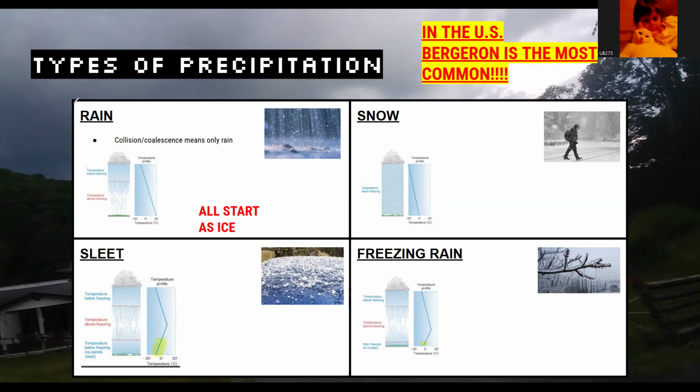So let's talk about rain first. Obviously, this is applicable to thunderstorms too, but if we have the collision coalescence model, we can only get rain. And that's because, like I said, there's no ice involved with that. So that's the only thing we can get there. But here's another thing that's important. It all starts as ice for all these. We start as ice, but for the collision coalescence, we only can get rain.